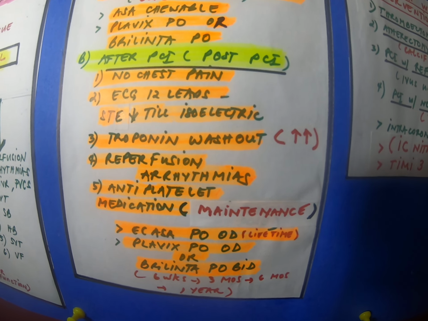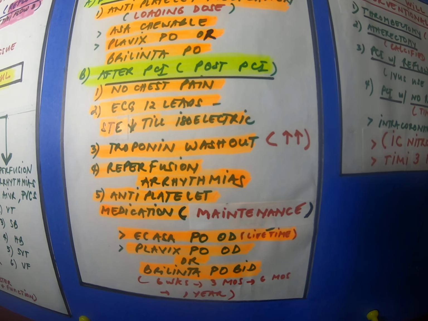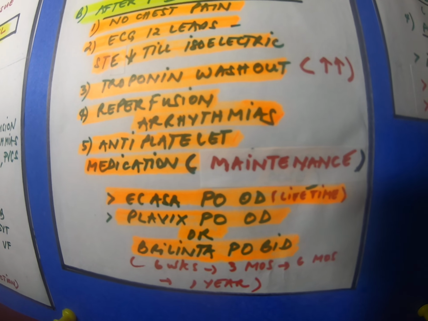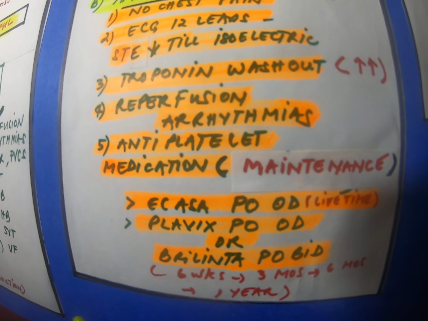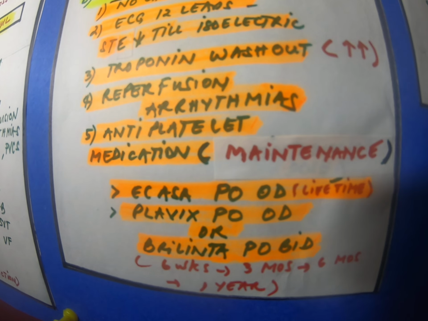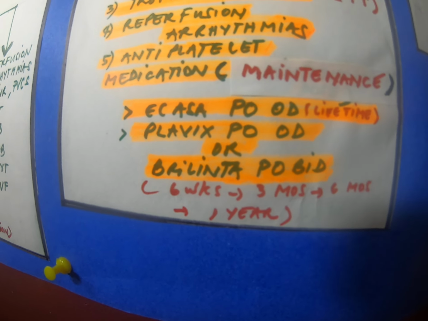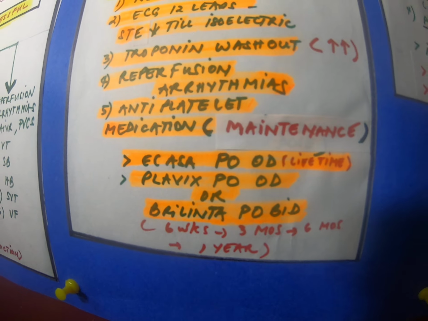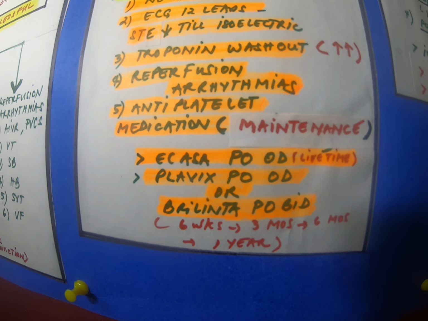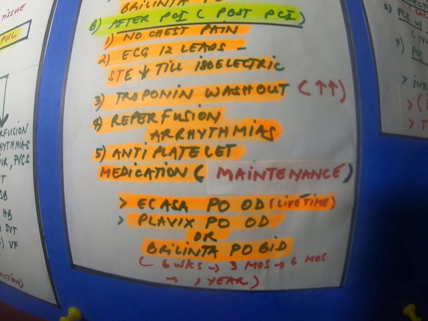Then we also have reperfusion arrhythmias, which I just discussed, and then maintenance doses of antiplatelet medications. The aspirin, 81 milligrams, will be lifetime. If the doctor chose Plavix, then that will be 75 milligrams once a day. Or if he chose Brilinta, then that will be 90 milligrams twice a day, all PO. The Plavix or Brilinta is for a definite, relatively short period of time, like 6 weeks, 3 months, or up to 1 year. So the cardiologist will make that order.